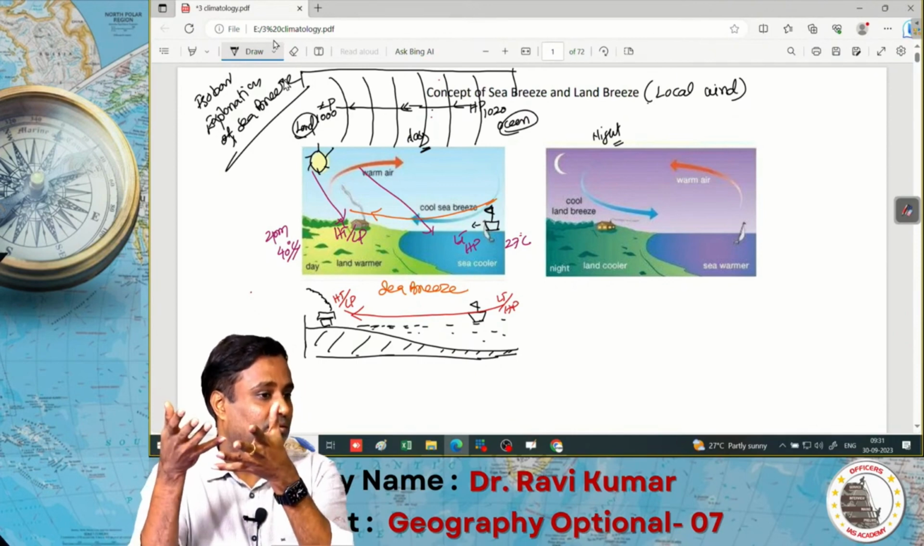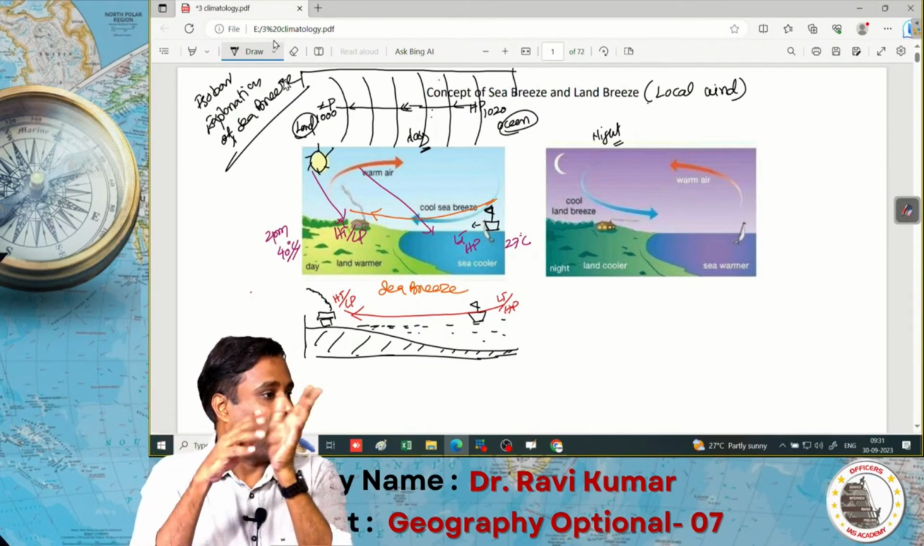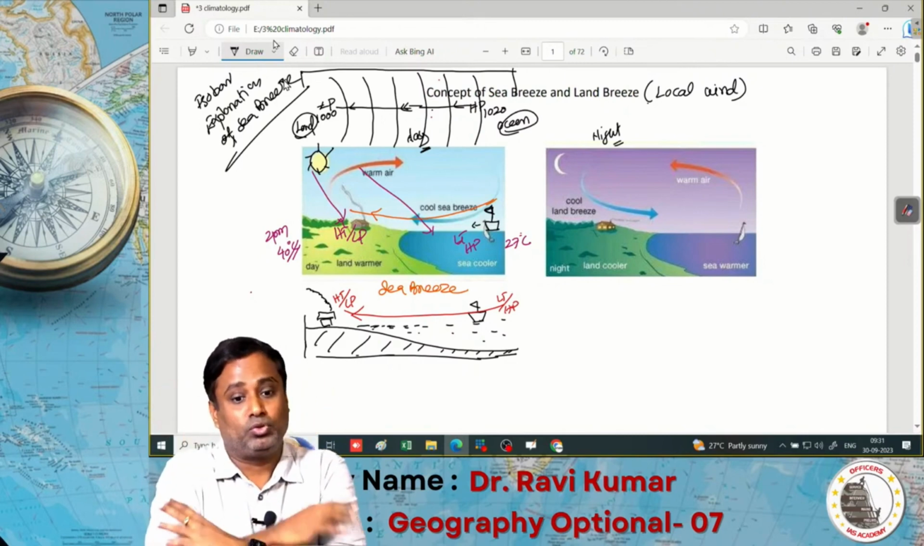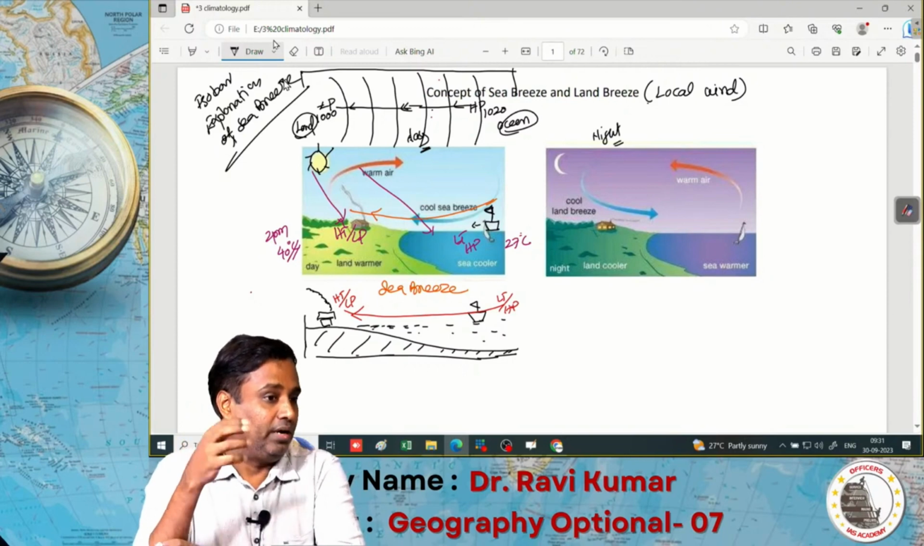In GS level, there is no need of an isobar picture. Simply draw land and water, high pressure, low pressure, wind flows. That is the GS answer. But in optional, we show the isobar also along with it. So we are writing technically in math.